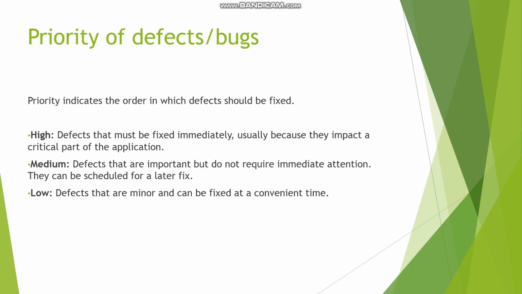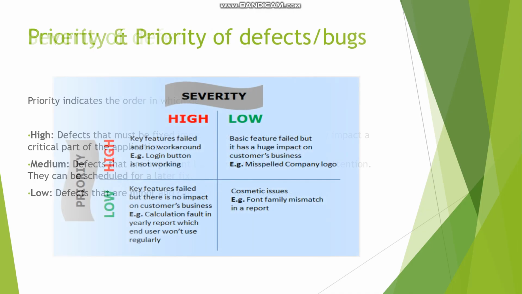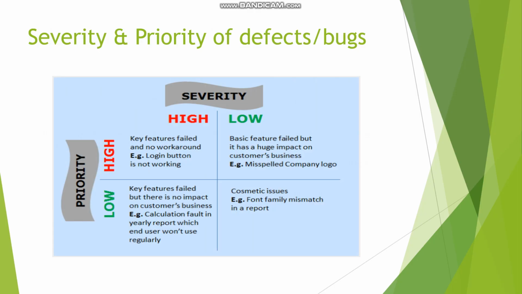Priority of defects and bugs: priority indicates the order in which the defect should be fixed. There are three types: high priority, medium priority, and low priority. High means defects that must be fixed immediately, usually because they impact a critical part of the application. Medium priority means defects that are important but do not require immediate attention. They can be scheduled for a later fix. Low priority means defects that are minor and can be fixed at a convenient time. This is priority.